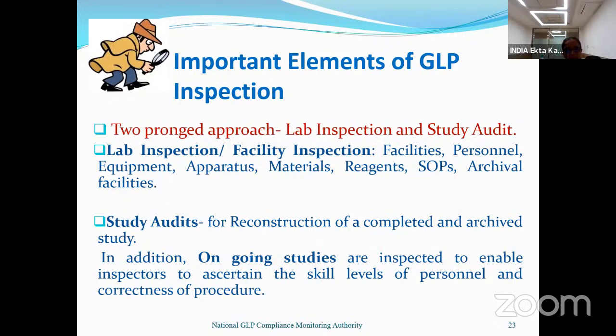So I would just like to reiterate here that the GLP inspection process is a two-pronged approach. We do the lab or facility inspection covering the facilities, personnel, equipment, apparatus, materials, reagents, SOPs, and archival facilities. We also do study audits for reconstruction of completed and archived studies. In addition to this, ongoing studies at the test facility are also inspected to enable the GLP inspectors to ascertain the skill levels of personnel and correctness of procedure.